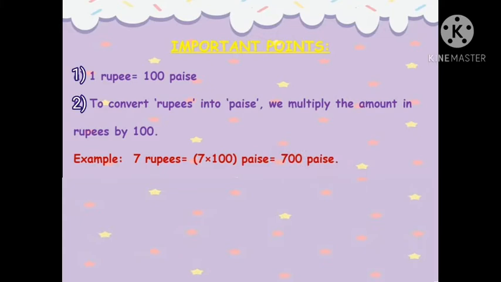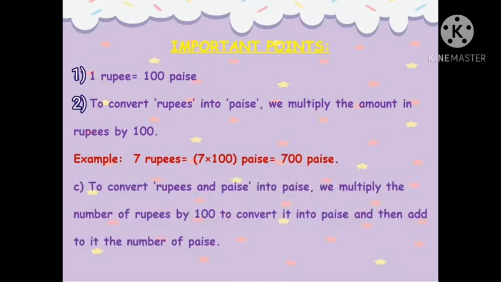Point number 3. To convert rupees and paise into paise, we multiply the number of rupees by 100 to convert it into paise and then add to it the number of paise.